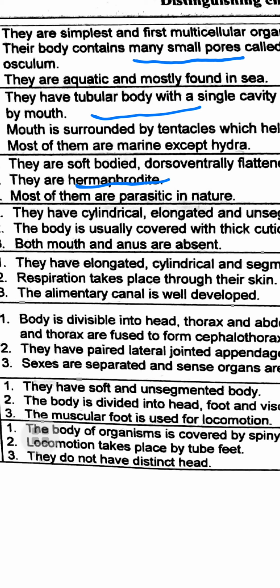Nemathelminthes, they have cylindrical and elongated body. And Annelida, segmented body. Arthropoda, body is divided into head, thorax, and abdomen. Mollusca, their body is soft and unsegmented. And Echinodermata, they do not have distinct head.